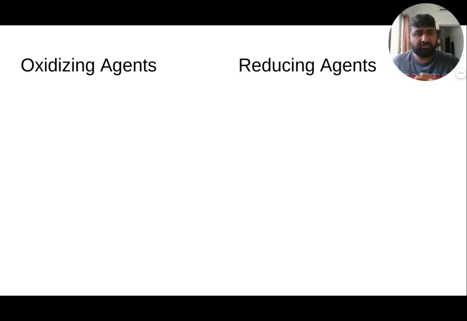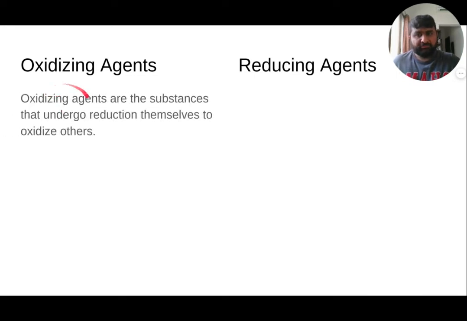So for the sake of others, to oxidize others, the oxidizing agent must reduce itself. Something happened between the oxidizing agent and the reactant we are going to oxidize. So these substances undergo reduction. They must undergo reduction themselves to oxidize others, sacrificing one to help the other. The other term is called oxidants, the short form.